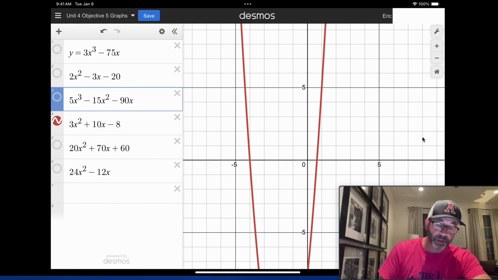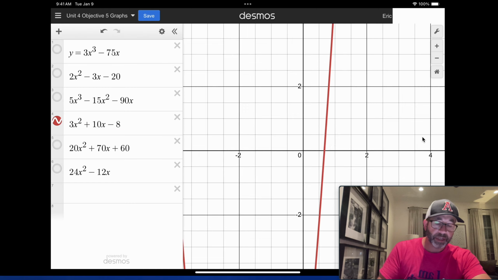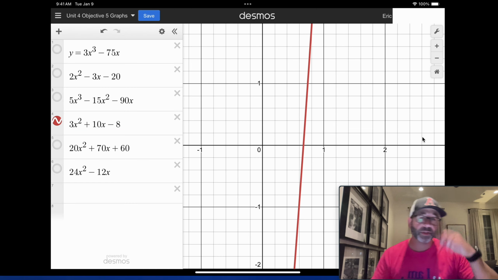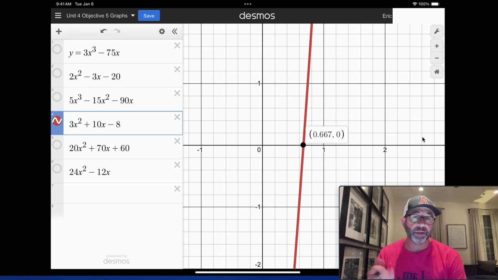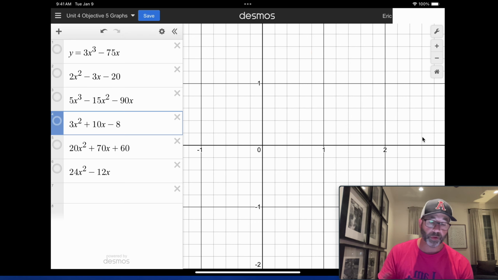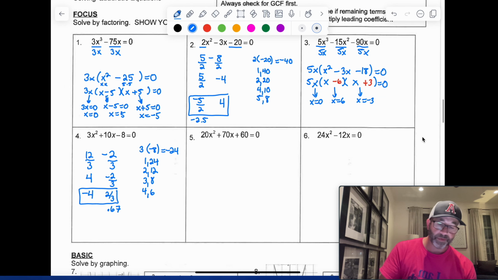Okay, let's look at our 2 answers here. We got negative 4, which is the first one we just said. And if you look carefully at this next one, you can see that it's somewhere between 0 and 1. It's not a perfect spot. Let's click on it. You'll see it says 0.6667, which is 0.67, the same thing. Okay, 2/3.